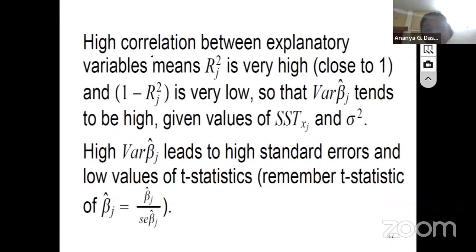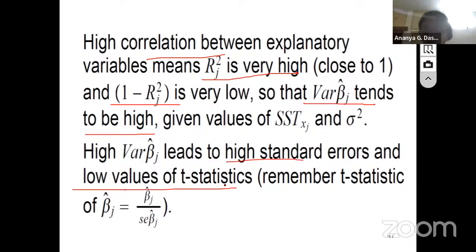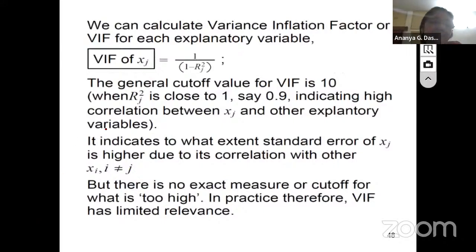So, right, this just spells it out. High correlation means R squared j is very high, which means this is low, and this then tends to be high, okay, which leads to high standard errors and low T stats, okay, right. So, you see, therefore, a natural measure of the extent of multicollinearity is something like this.